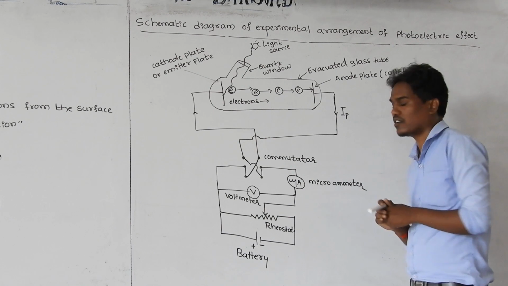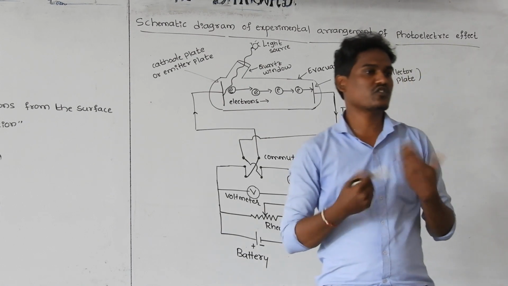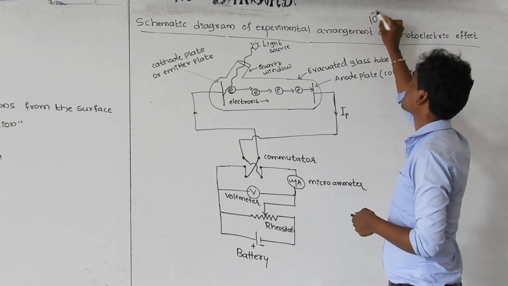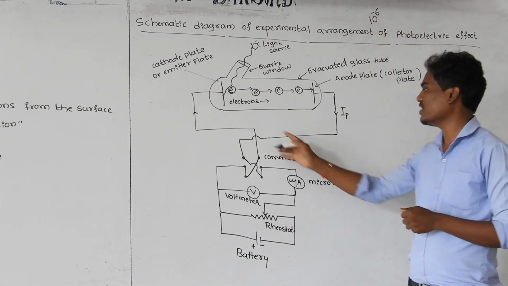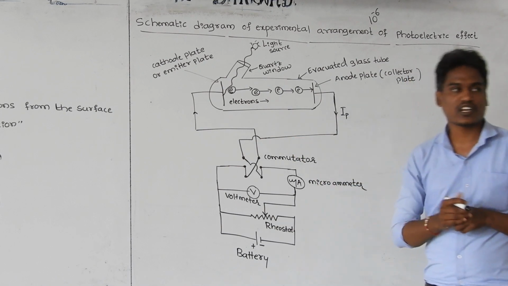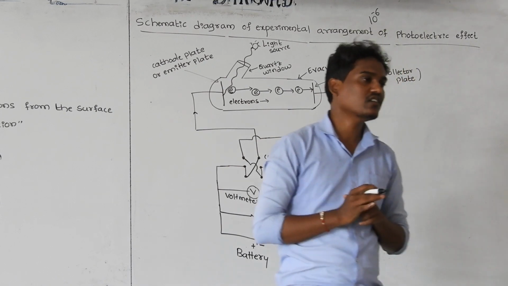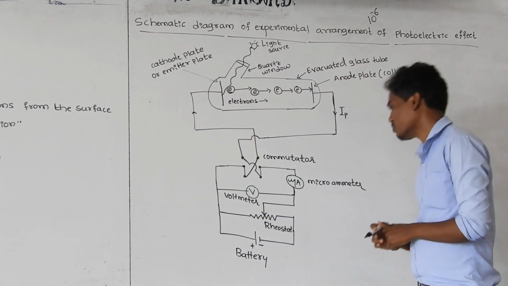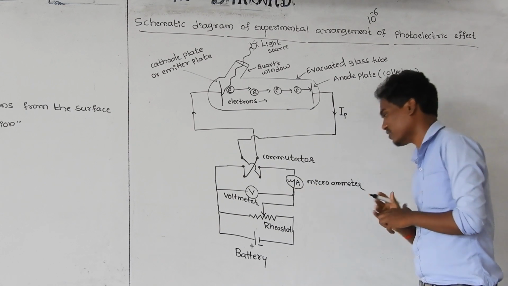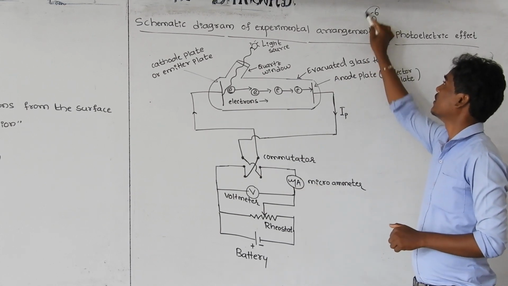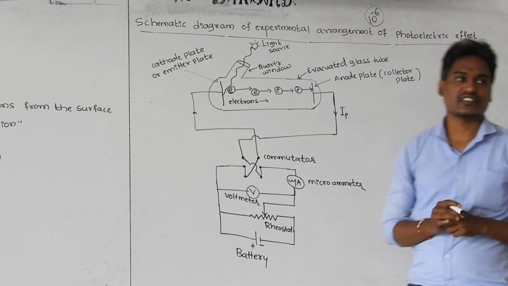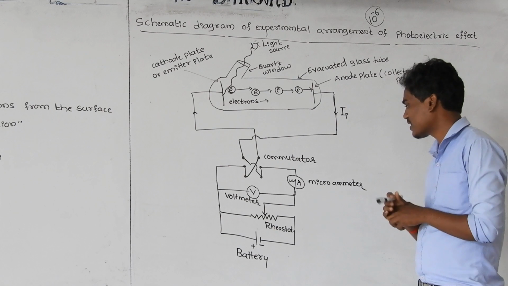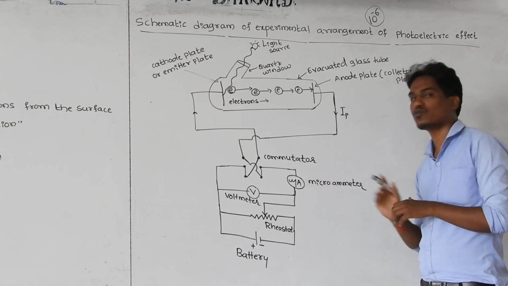Micro means the range is 10 to the power of minus 6. The current we are going to produce here is a very small current. That's why, in order to measure that current, we use an instrument called a microammeter. Micro means 10 to the power of minus 6. This is a very negligible current, so to measure it we use the microammeter.